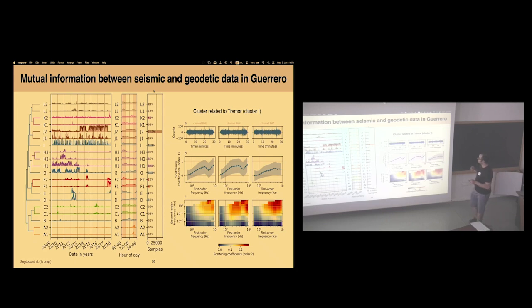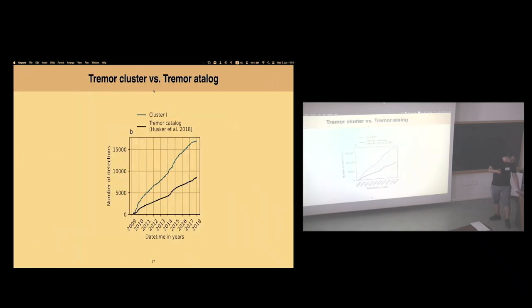So here you can see the waveforms for the different components: the east component, north, and Z. And here is the scattering coefficient, the average of the scattering coefficient for this cluster. So this shows the amplitude of the first layer, and this one shows the modulation for each frequency. So for each frequency, we have a modulation in the second layer.